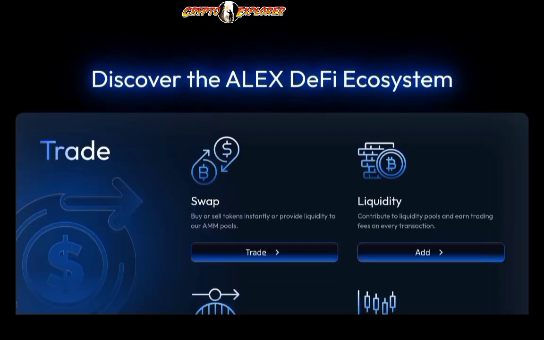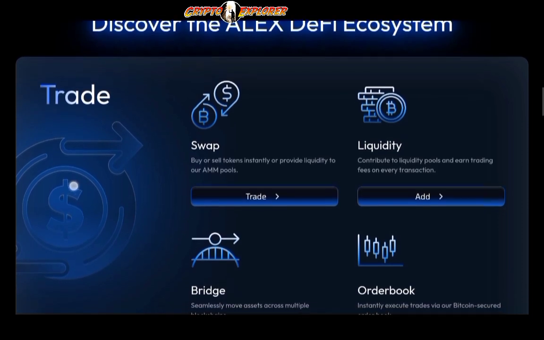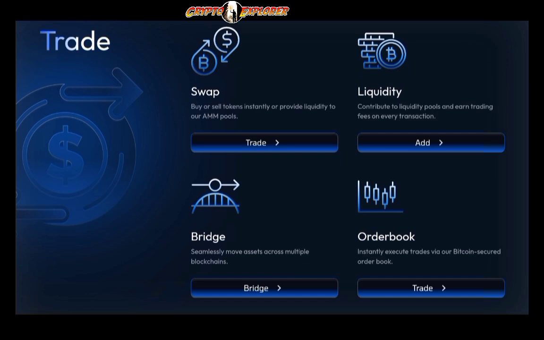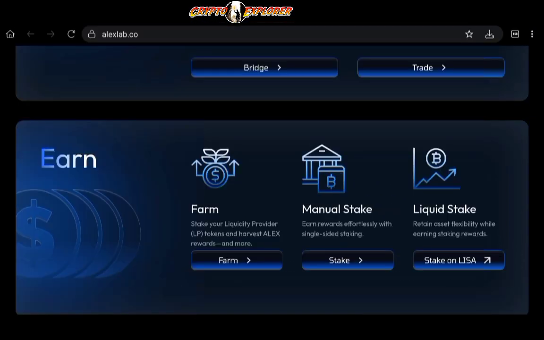And although they are a DEX, they are a very complete one. Not only can you swap tokens as usual on a DEX, but you can also provide liquidity, also bridge, also connecting to some of Ethereum layer 2s. They also have their own order book to instantly execute trades via their Bitcoin secured order book. When it comes to earn, you can use their farms also to earn some extra yield on top of the fees from being a liquidity provider.